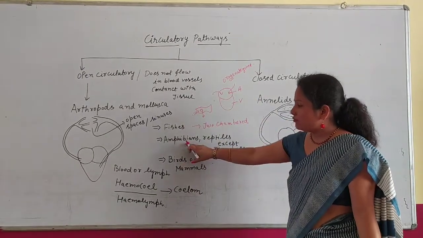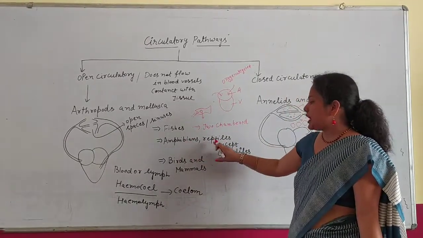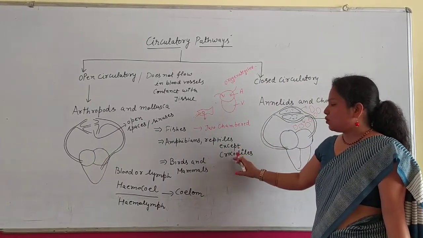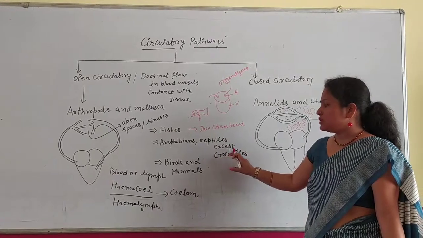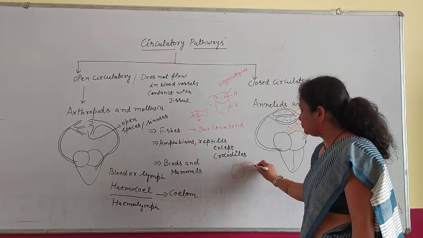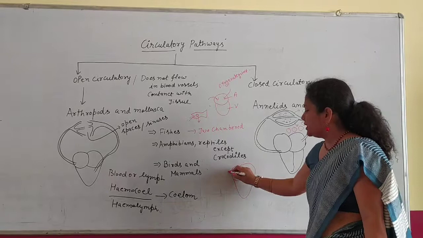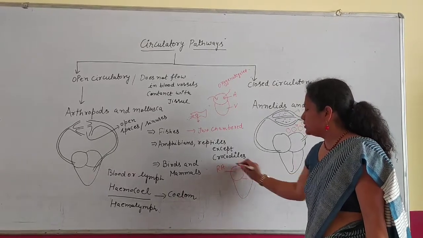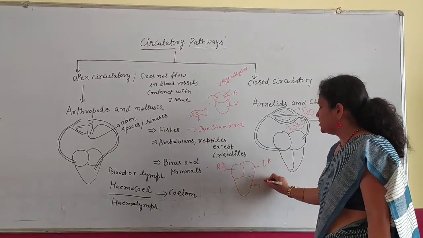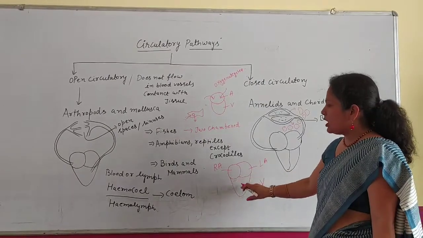After that, in the case of amphibians and reptiles, there is a three-chambered heart except the crocodile, because in the case of crocodile there is a four-chambered heart. Three-chambered means there are two auricles and one ventricle. It is the right auricle, that is the left auricle, and a single ventricle is there. So there is a three-chambered heart.